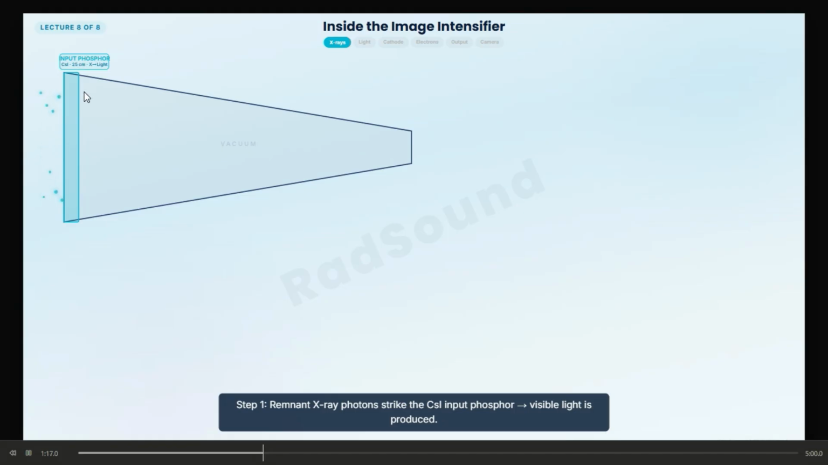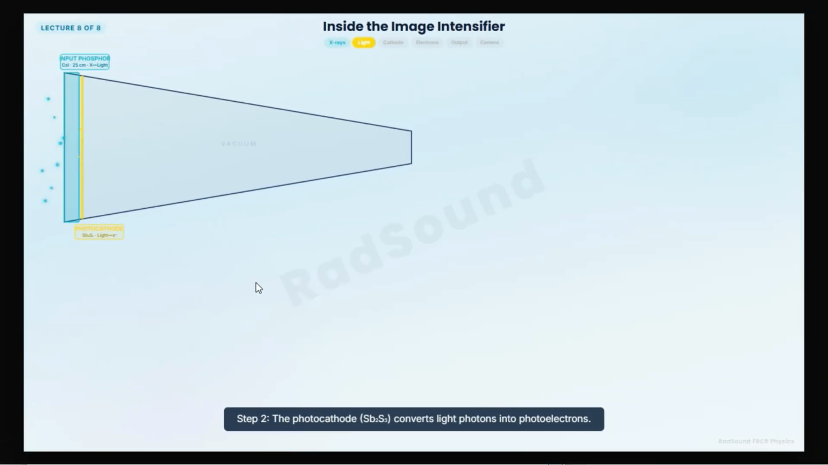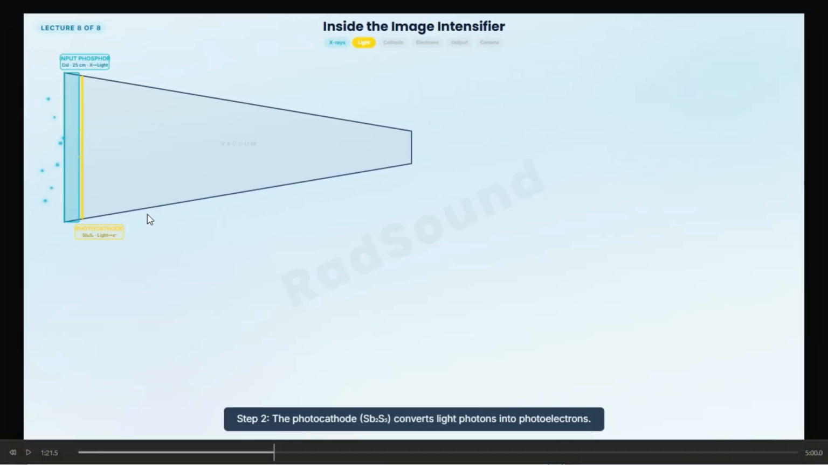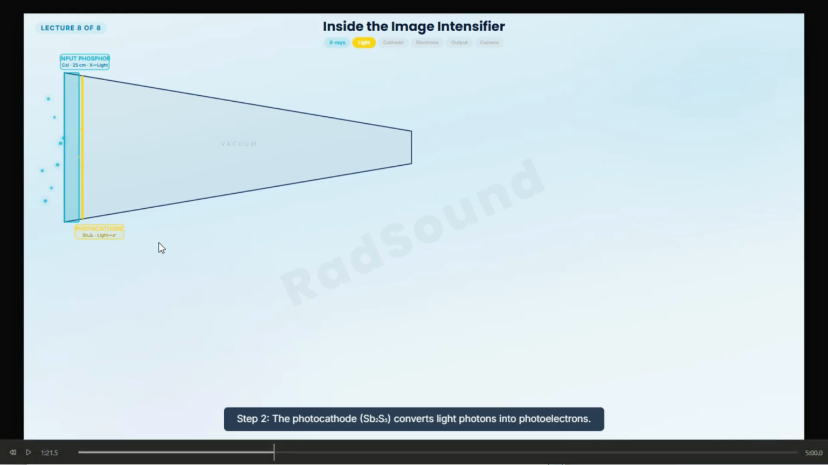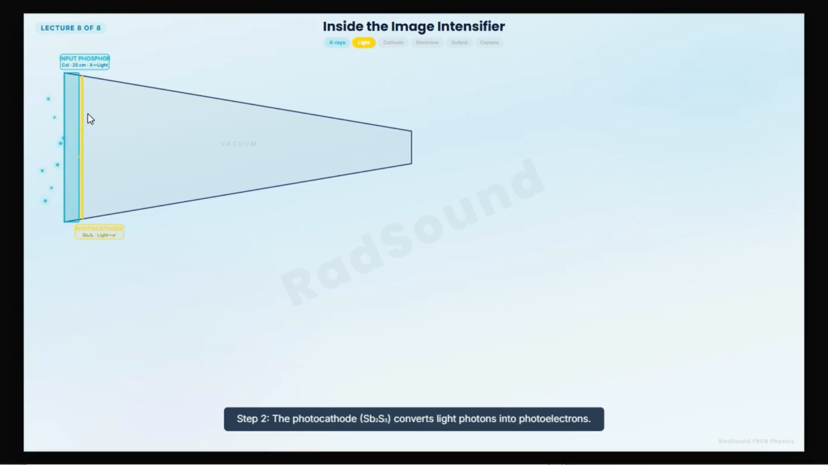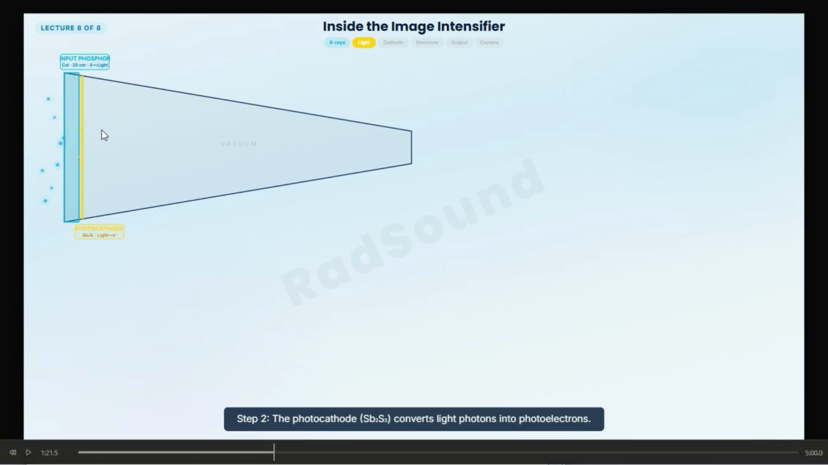Then that light will travel and hit what we call the photocathode, which is made from antimony cesium. From the name, photo means light and cathode means electron. So the photocathode is going to convert the light, formed after conversion of the X-ray by the input phosphor, into electrons.